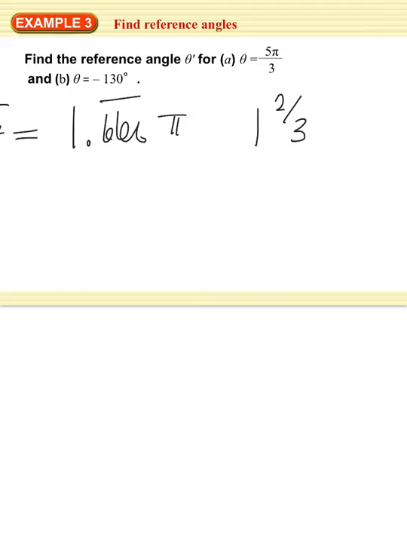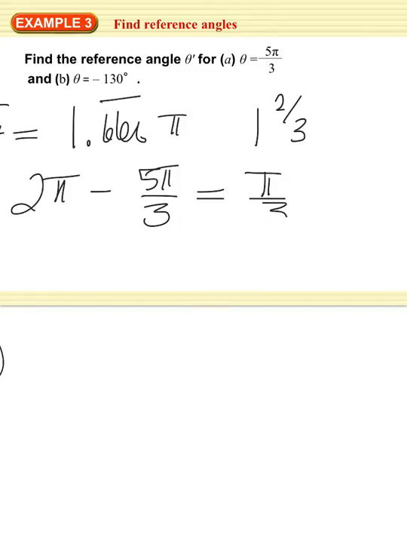So let's go ahead and say 2 pi minus 5 pi over 3 is going to get us to quadrant 4. So 2 pi minus 5 pi over 3 is pi over 3. So that right there is my reference angle. That would be this angle right there. Let's look at B.